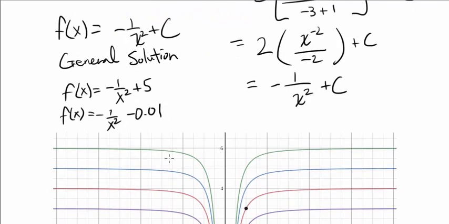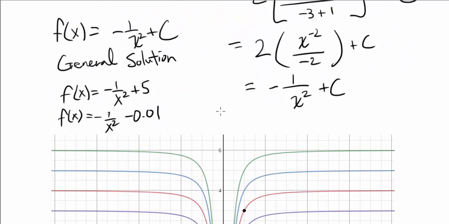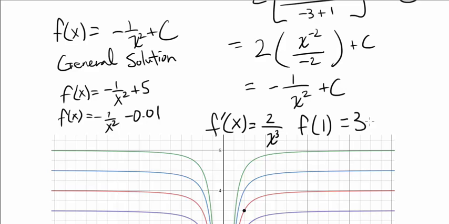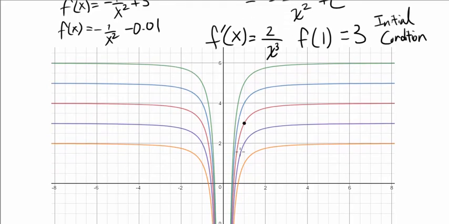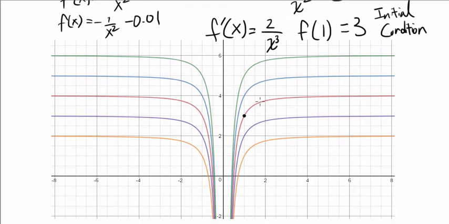But let's say in addition to f prime of x equals 2 over x cubed, they also tell you f of 1 is equal to 3, and this is called the initial condition. And the reason f of 1 equal to 3 is helping us pick a specific solution is when you look at this graph below.